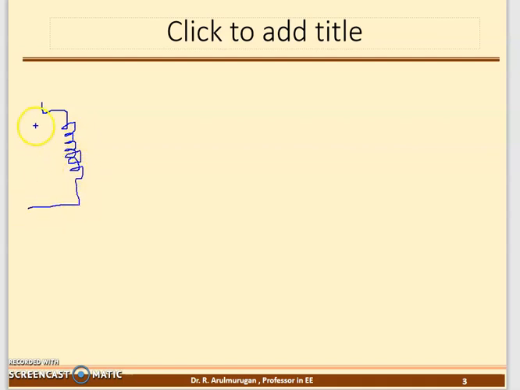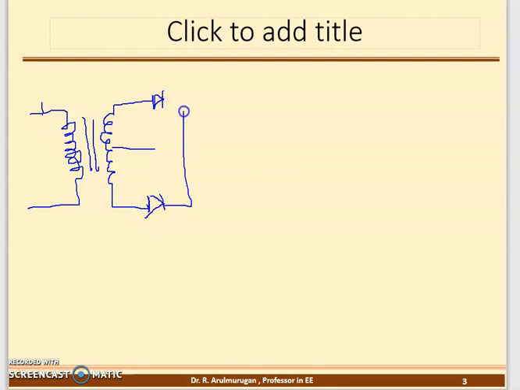The primary winding and core, and the secondary winding. The secondary winding consists of 3 terminals, and here you draw diode 1, and here you draw diode 2. These two diodes you join, and you take the output terminal from there.